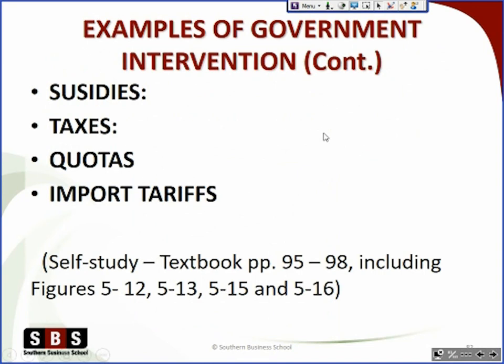Then examples of government intervention, those previous examples, they can also use subsidies, taxes, quotas, and import tariffs. Now, as it says there, you can just go and read through it yourself. Taxes is quite easy to understand. Subsidy is where the government subsidizes certain producers to produce something. And quotas is where they put in a quota. The supplier cannot produce more than a certain amount. And that's how they affect the market. And the same with import tariffs. If they don't want to import too much from overseas, then they introduce an import tariff. So they want to stimulate the local economy by putting import tariffs, preventing companies from importing from overseas because they must produce it locally. So that's the way they can affect the market.